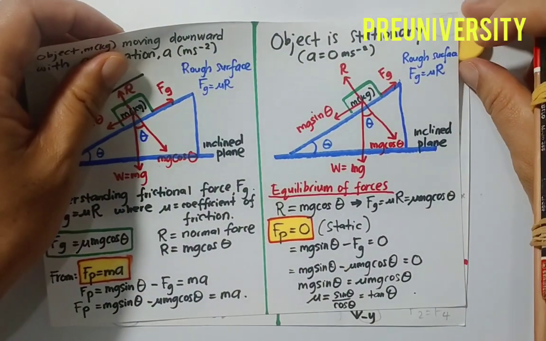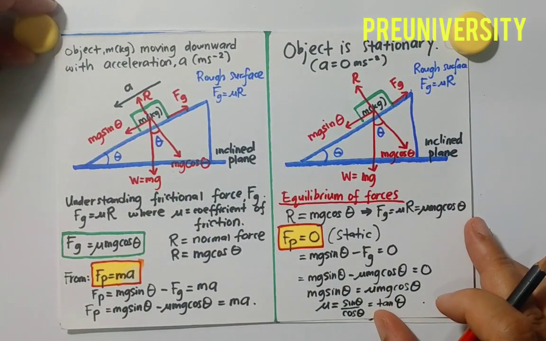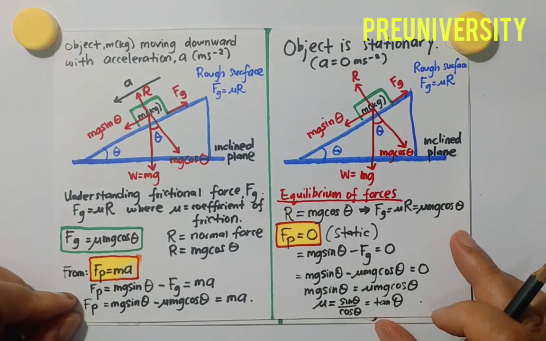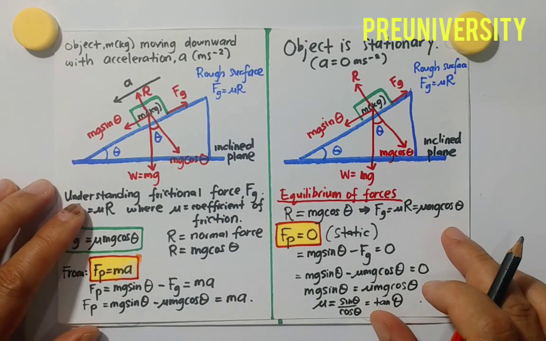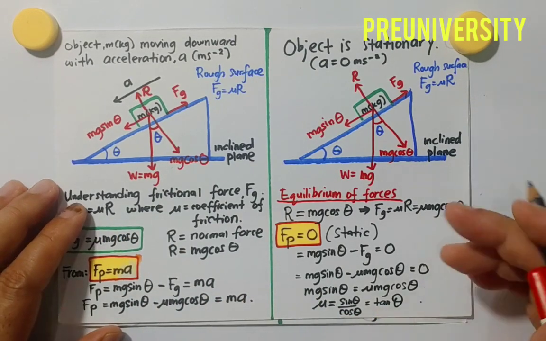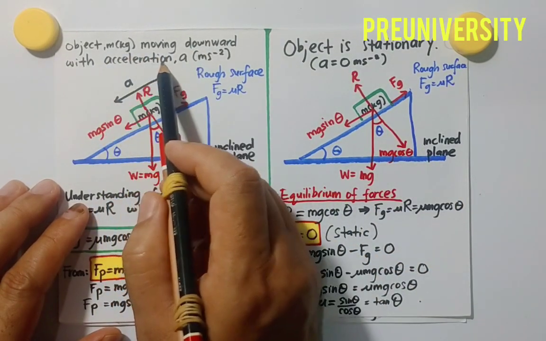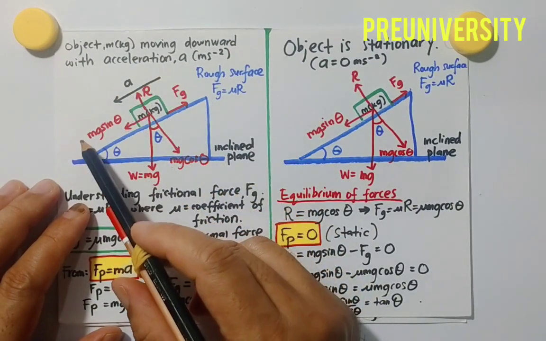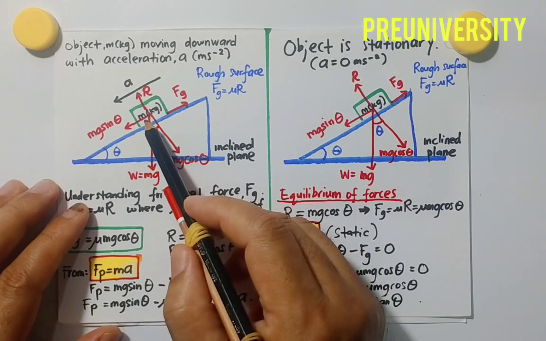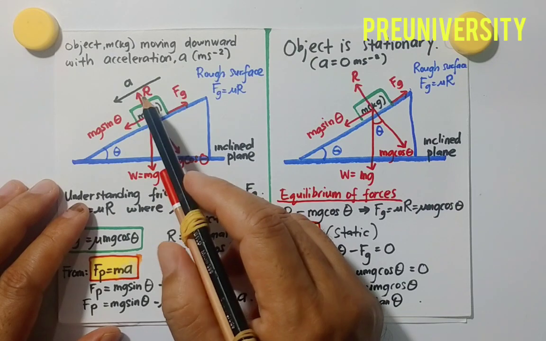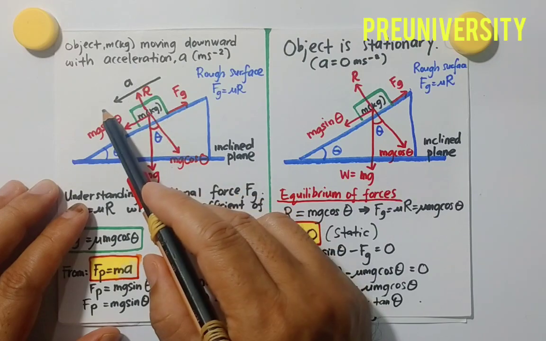Then we refer to the free body diagram for the inclined plane. Because we focus on the inclined plane, we need to understand the dynamics and the statics for the inclined plane. Object M is moving downward with acceleration A. From this diagram, what we can see here is the mass M. The object with mass M is moving downward. In this case, we can draw the direction of A downwards.